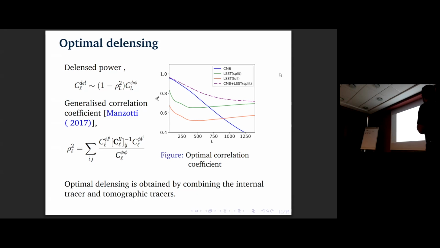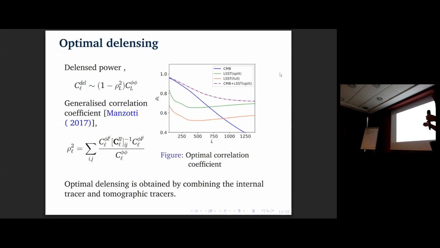And then the blue line is only from the CMB observations. So if we delens using only CMB observations, then we get somewhat good delensing. But ultimately, if we combine the CMB plus the LSST, the green one, we actually get the optimal delensing method that we call the optimal correlation coefficient here.